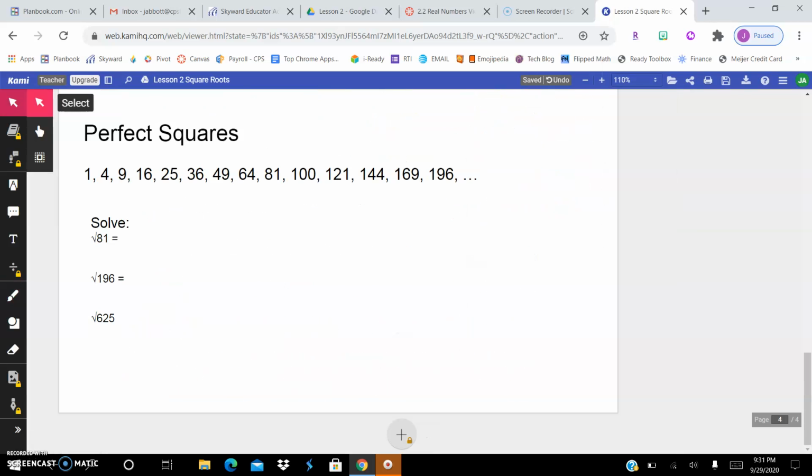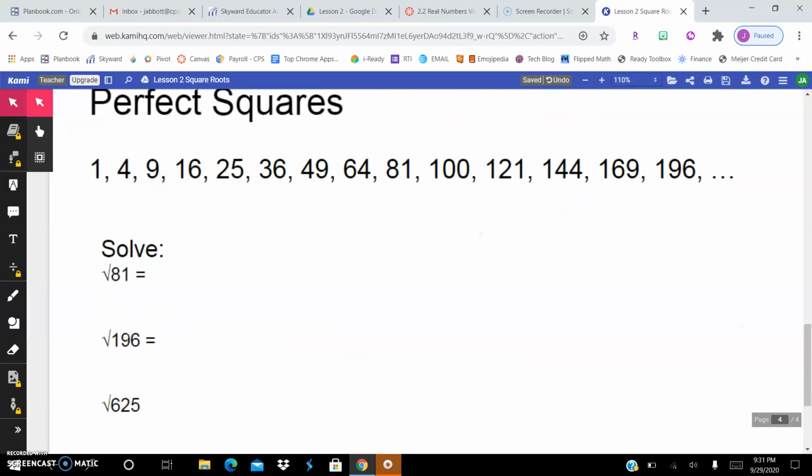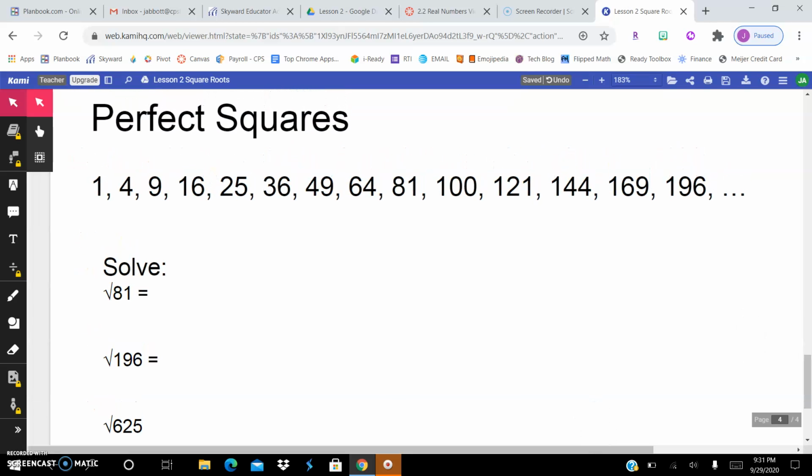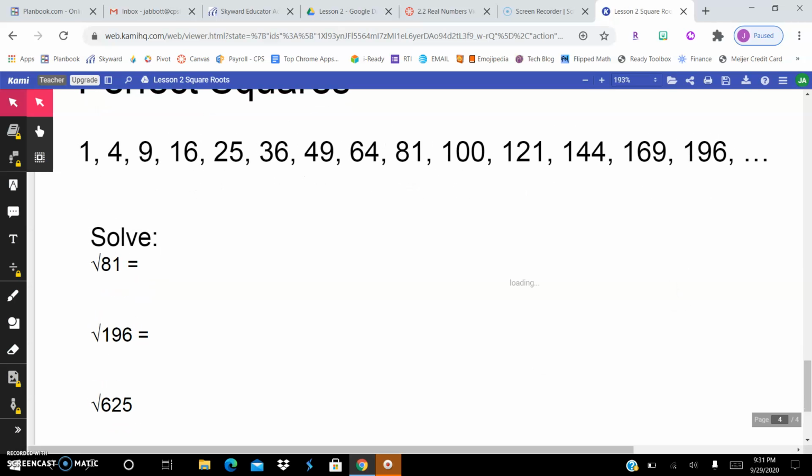And then on our last slide here, I have the list of perfect squares all the way up to 14. There's 14 of them here. So this list is very important. I would definitely write these down. And perfect squares are the numbers that we can take the square root of and actually get a whole number answer. Okay. So down here, solve, I have 3 examples.